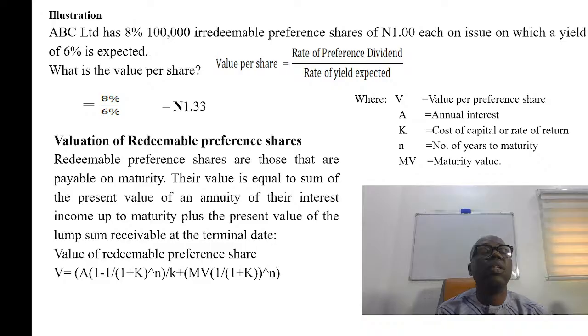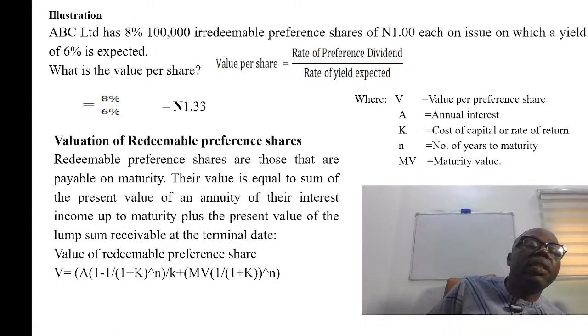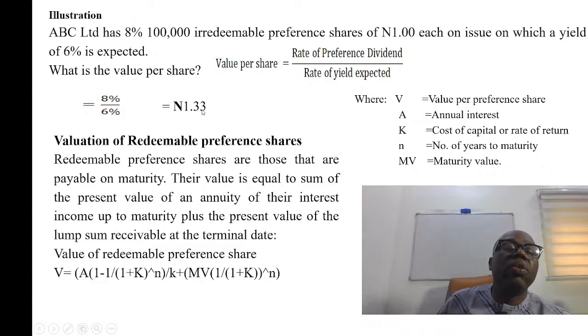So the preference dividend has 8% dividend to be paid. That's 8% on ₦1 preference share. So the interest or the dividend on the preference share is 8%. That's what we pay annually. And then the expected yield is 6%. So it will be 8% over 6. So we have ₦1 33 kobo. That's the value of that preference share. So if you buy the preference shares or sold at ₦1 33 kobo, that is the value.